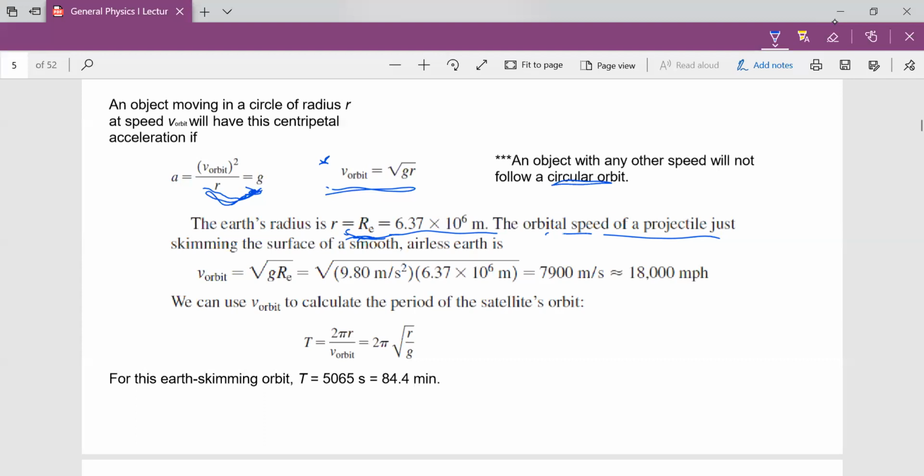Since we know this is the value for the Earth, we impute that value into this formula and we have this expression. The magnitude of g is 9.8. The value for the Earth will give us 7,900 meters per second, which when converted to miles per hour gives us that value.